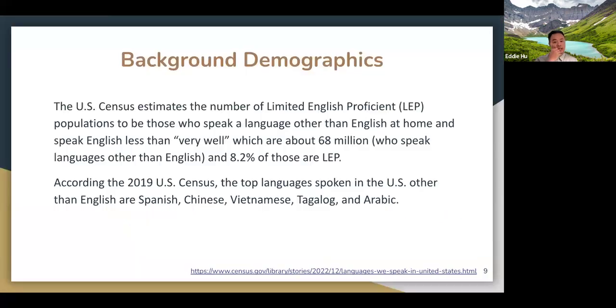Next slide, please. Here is some background demographic data at the national level. According to the US Census estimate, approximately 68 million people in the United States speak a language other than English at home. Of this group, around 8.2% are considered LEP. What that means is they speak English less than very well. And additionally, according to the 2019 US Census, the top languages spoken in the US other than English are Spanish, Chinese, Mandarin or Cantonese, Vietnamese, Tagalog, and Arabic. Next slide, please.